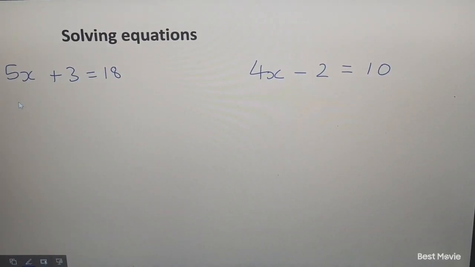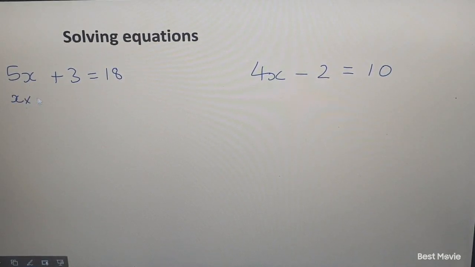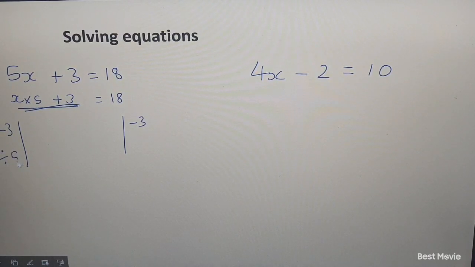Okay, so you have, for this example, 5x plus 3 is equal to 18. So 5x means x times 5. Add 3 is equal to 18. So the last two things that you did to get to 18 were times 5, add 3. So add 3 was the last thing you did, so that's the first thing you should find the inverse operation of, which is take away 3. And then times 5, the inverse operation would be divide 5.